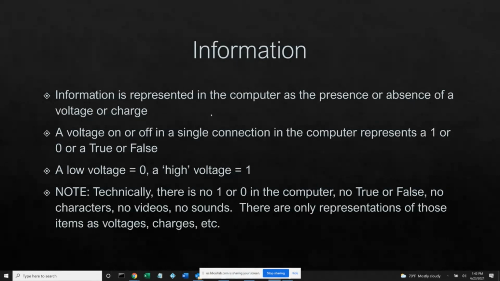But again, I want to stress the point that we represent information in the computer in a number of different ways, but for the most part on the motherboard, we're talking about the presence or absence of a voltage. On is represented by a 1, and off is represented by a 0. Now, the on could also be a true, the off could be a false. That's really saying a low voltage or a high voltage. Of course, we're not talking about high voltages in this case.